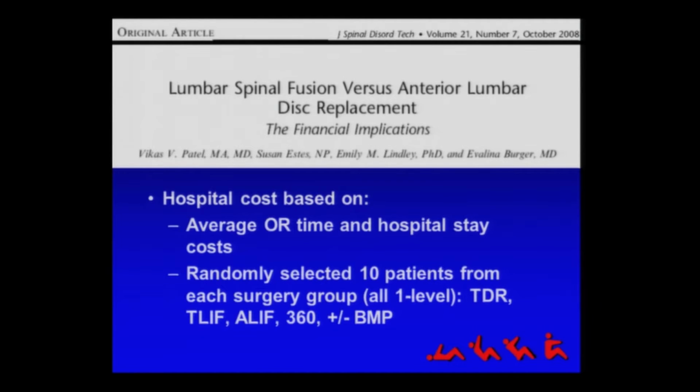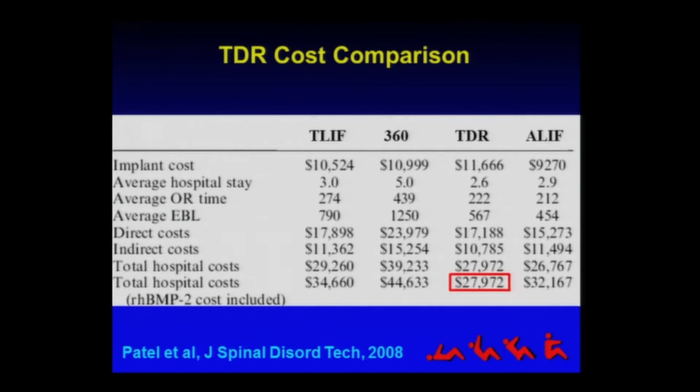In 2008, another university study, this one from Denver by Vic Patel, looked at hospital costs for arthroplasty versus different types of single-level fusions, either TLIFs, ALIFs, 360s, with or without BMP. They randomly selected 10 patients in each of the groups, tried to age match those patients. And you can see their cost comparison. The lowest line is with BMP. The one above that shows without BMP. And you can see arthroplasty, again, compares very favorably to quite a significant savings looking at the perioperative bubble for these different fusion alternatives.